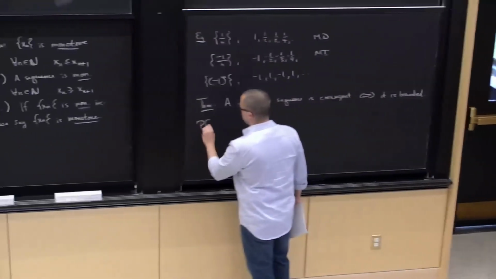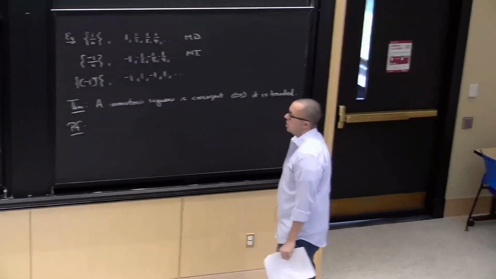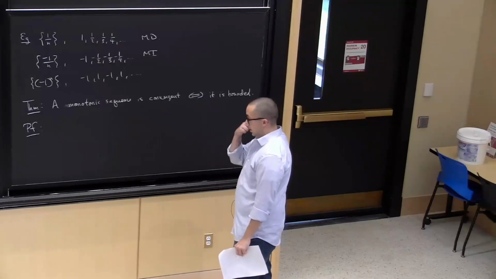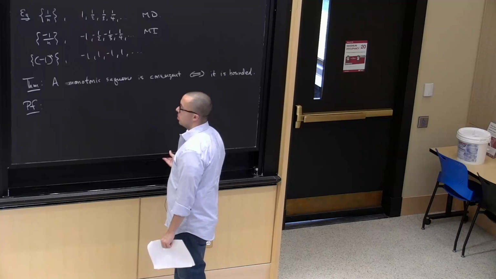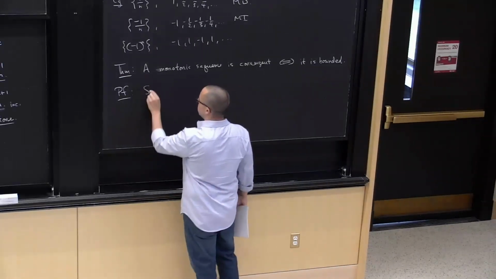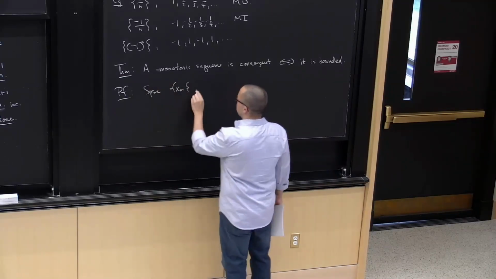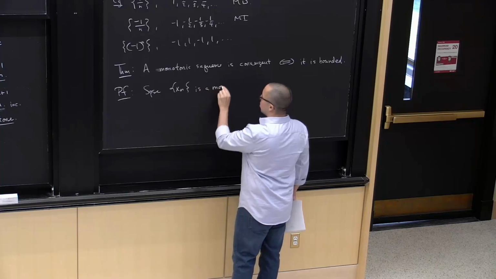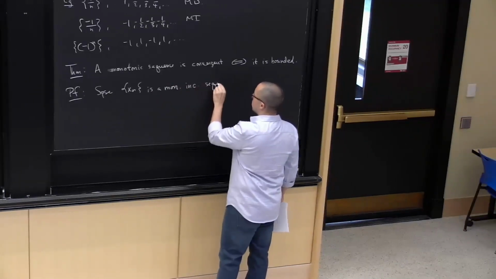Okay, so let's do the proof of this. I'm going to do the proof for monotone increasing sequences, and as an exercise, I'll leave it to you to do the proof for monotone decreasing sequences. So suppose x sub n is a monotone increasing sequence.